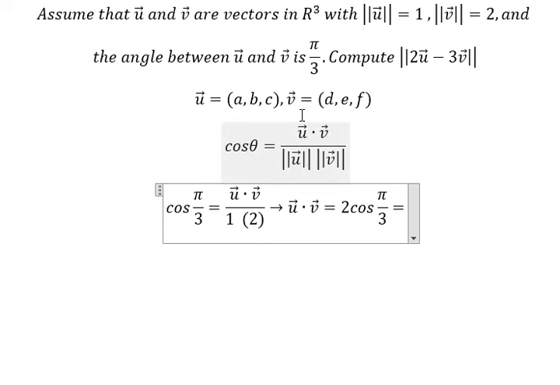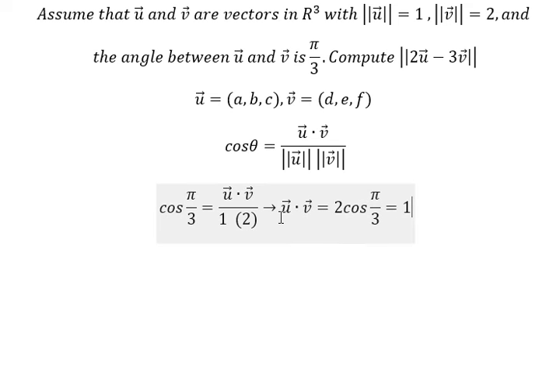So we will have 1. So the dot product of u and v should be a multiplied by d plus b multiplied by e plus c multiplied by f.